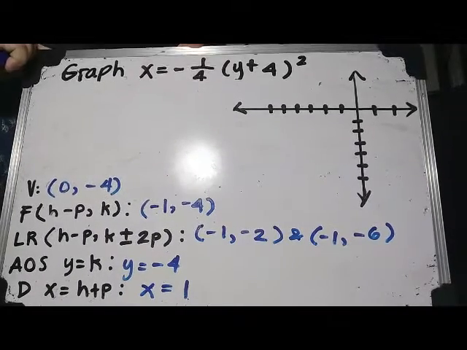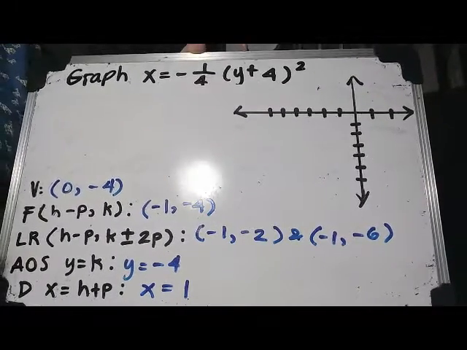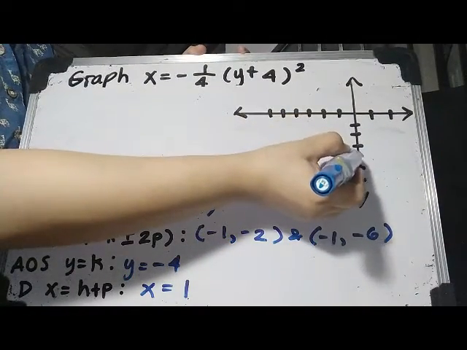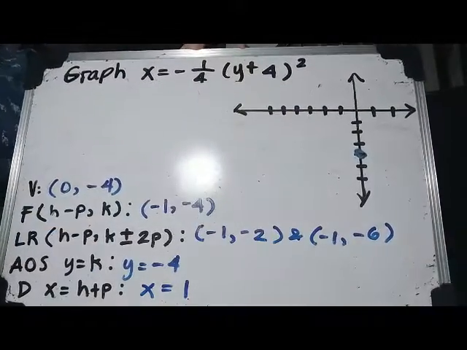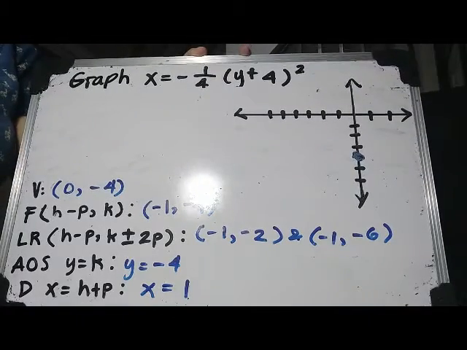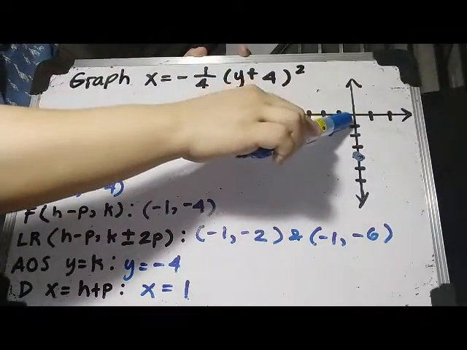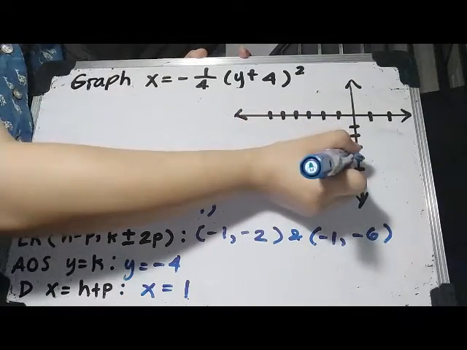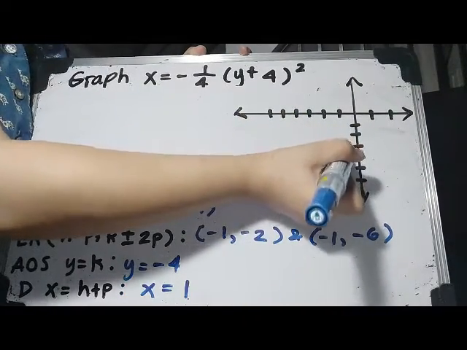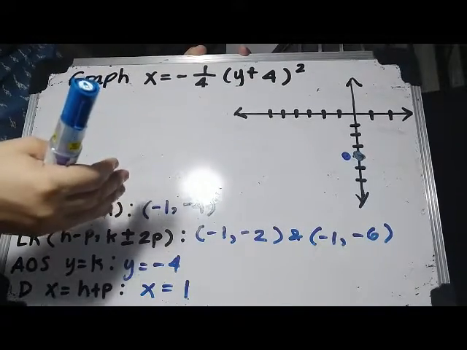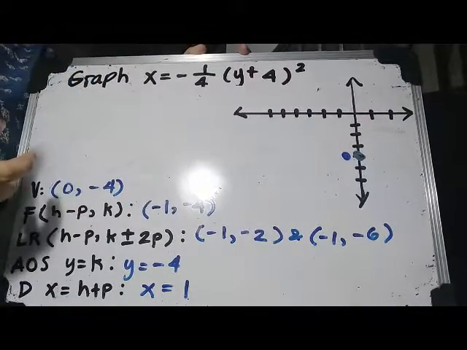Alright, so now let's start graphing. First, let's plot the vertex, which is 0, negative 4. So it's going to be right here. And then let's plot the focus, and it's negative 1, negative 4. So it's right here. As you can see, the focus is at the left side of the vertex because we have a parabola that is opening to the left.